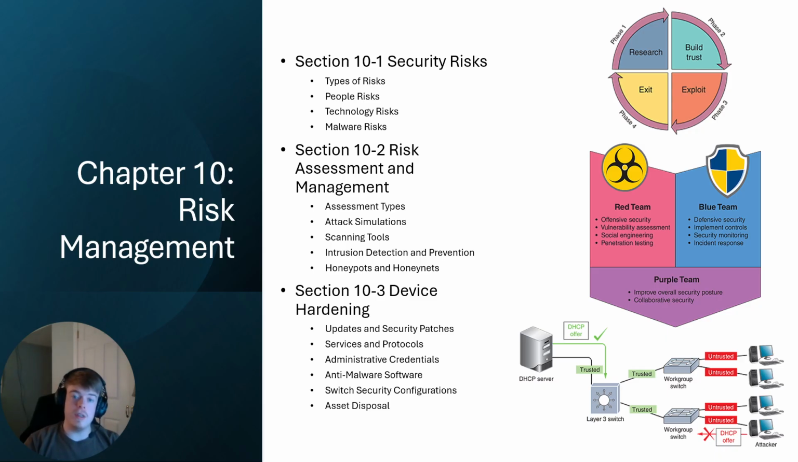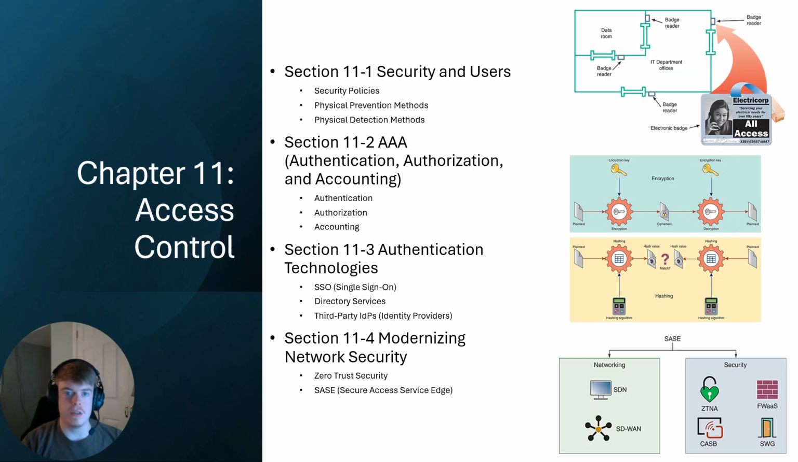Section 3 is about device hardening. It talks about a lot of different methods of device hardening, whether that be updates, security patches, certain services and protocols you should use, certain ones you shouldn't, anti-malware, antivirus, switch security configurations, and how to properly dispose of digital assets. Chapter 11 is about access control.